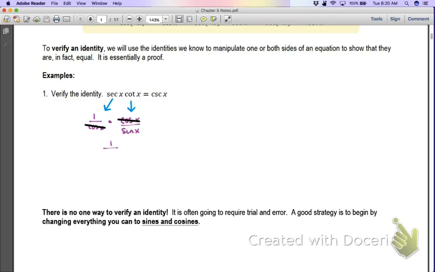into 1 over sine of x. What is 1 over sine of x? Now it's cosecant. So then the left side is equal to the right side. Okay. In some cases, we won't have to do anything to one side of my equation.